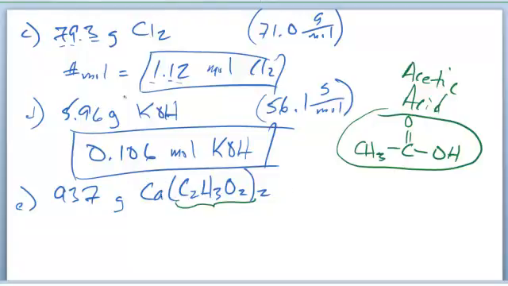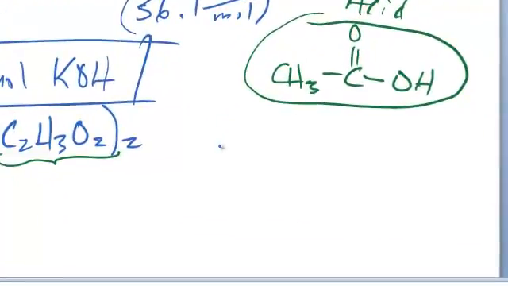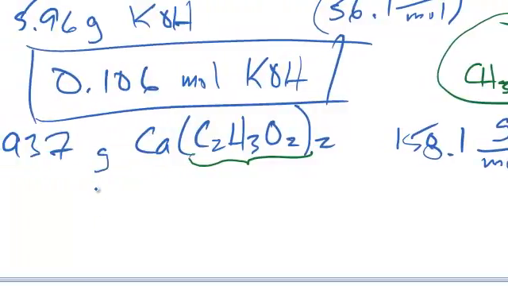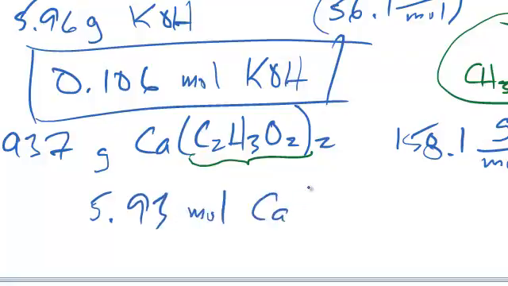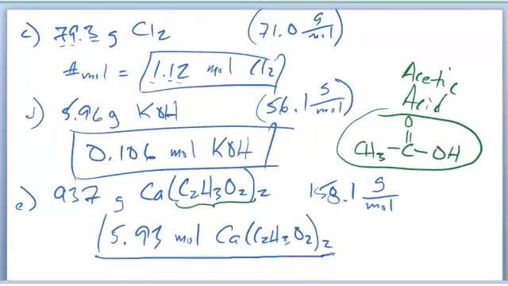The molar mass is going to take a little bit of doing, but that's 4 carbons plus 6 hydrogens plus 4 oxygens, and the molar mass that I get is 158.1 grams per mole. Then we take 937 grams of this, divide it by 158.1, and the final answer is 5.93 moles of calcium acetate. And that's our final answer.